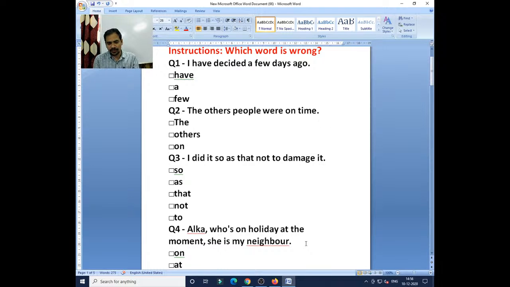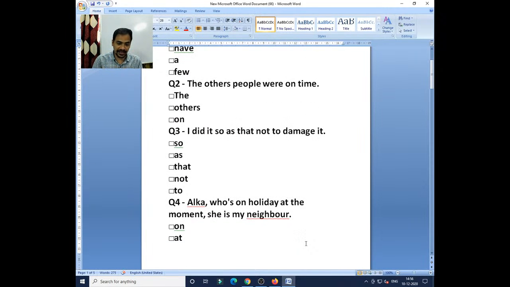Number 3: I did it so as that not to damage it. Question number 3, read it very carefully. I did it so as that not to damage it. Question number 3. If you give a wrong answer, then whatever points you are getting will be considered as minus. So you have to make up for it with one more question. If you give a wrong answer, you are going for minus, and another question will be assigned to you.